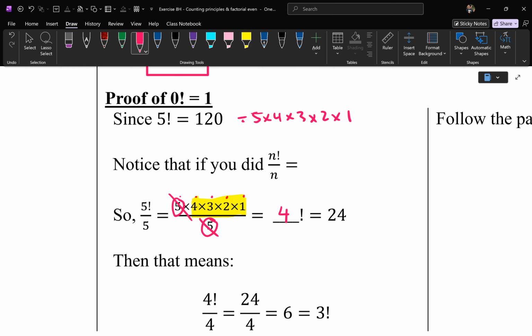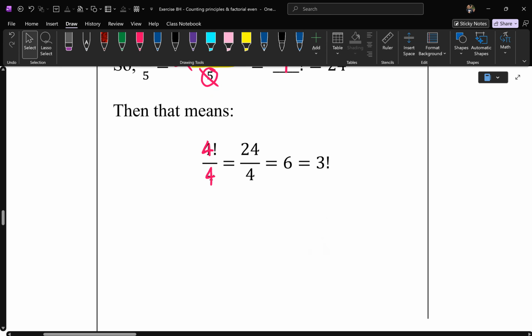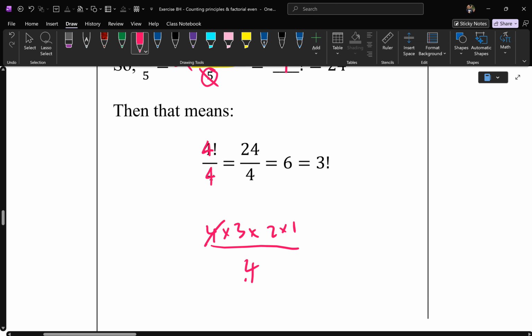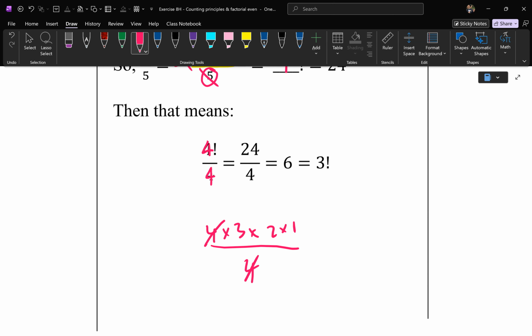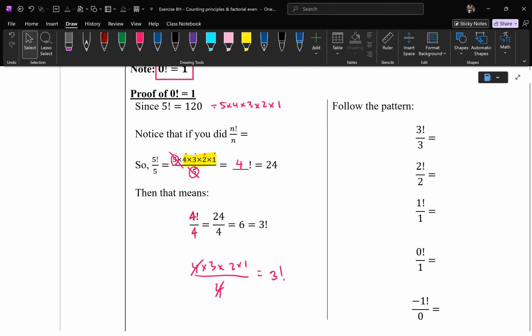But then we follow the pattern now, so if I go down to the next one, let's take 4 factorial and then divide it by 4. You see, that would have the same pattern again. 4 times 3 times 2 times 1, but if you divide it by 4, the first leading digit will be removed, and you end up with 3 times 2 times 1, it's 3 factorial. So there's a pattern here. When I do 5 factorial divided by 5, I end up with 4 factorial. When I do 4 factorial divided by 4, I end up with 3 factorial.